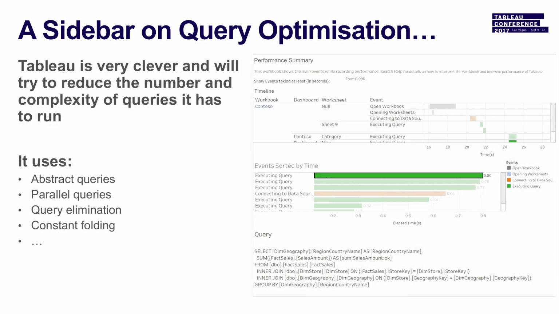The other thing that I just wanted to take a quick sidebar on was this concept of query optimization. Tableau is very clever, and it's going to do its best to try and reduce the number of queries and the complexity of the queries that it has to run. So we have this concept of something called an abstract query. And what that means is we essentially compile the query statements.